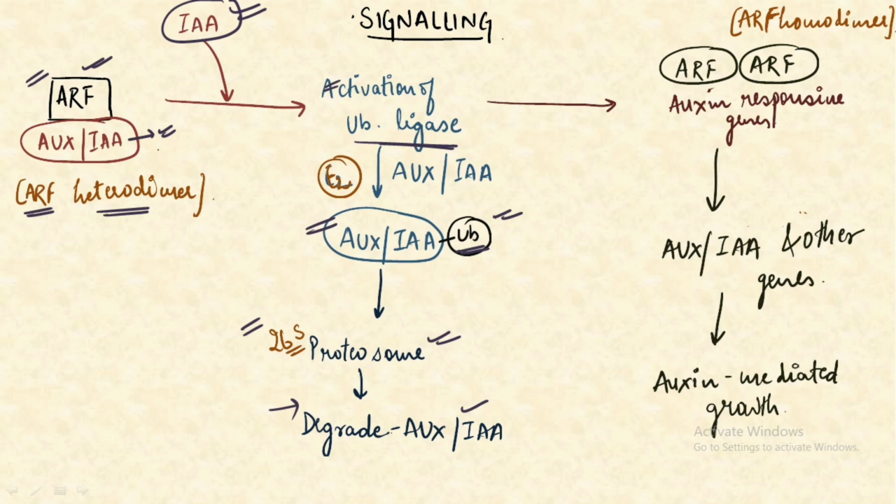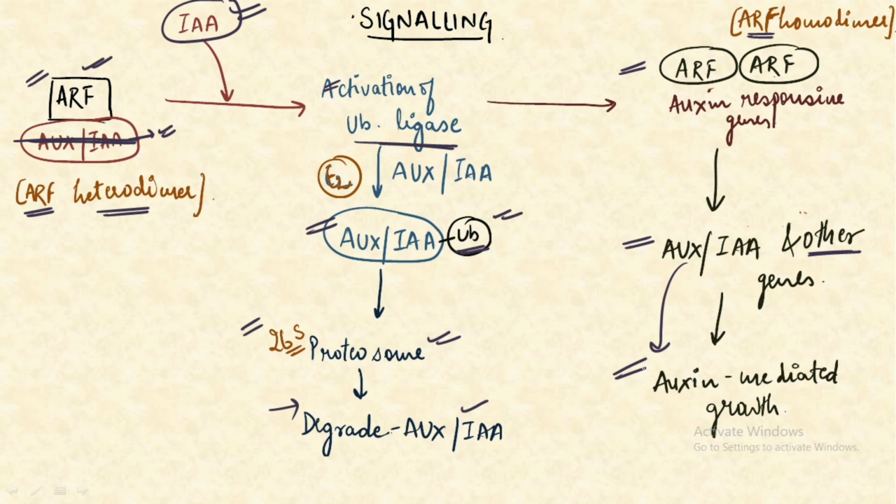So after the ARF gets freed from this AUX/IAA, that is the inhibitor, there occurs the formation of a homodimer of ARF, that is auxin response factor. The auxin comes and binds here, and finally there occurs the activation or the initiation of the AUX/IAA and other genes, and finally there occurs the auxin mediated growth in the plants, about which we have just discussed the main functions that the auxin plays.